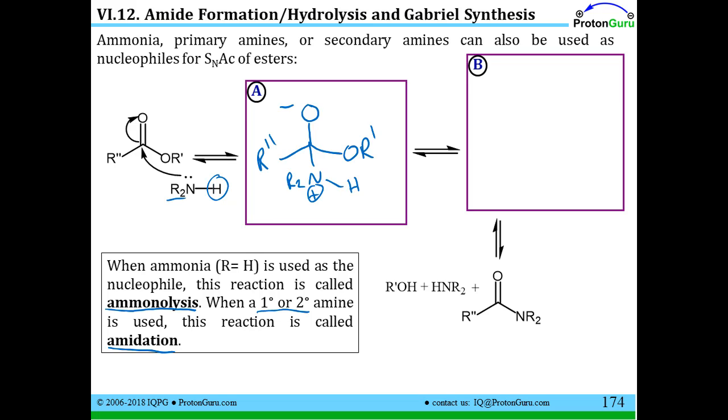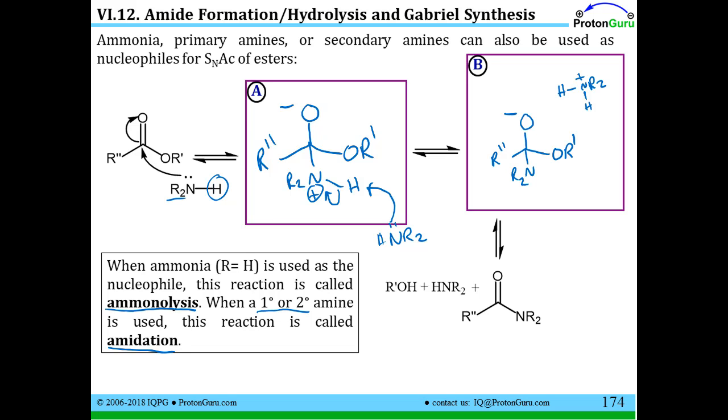Now you may remember in the transesterification reaction we use an excess of the alcohol to react with the ester. So here we're going to use at least 2 equivalents of the amine to react with the ester. And the role of that second equivalent of the amine will be to help shuffle these protons around. And here I'm going to show it deprotonating that amine group there. And that gets us to the species we see in box B.